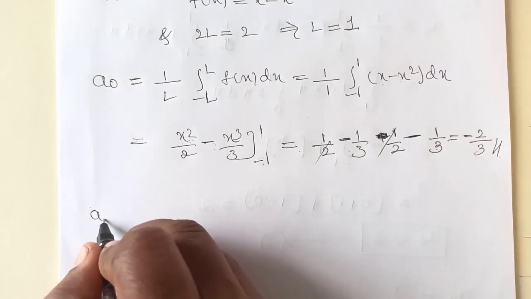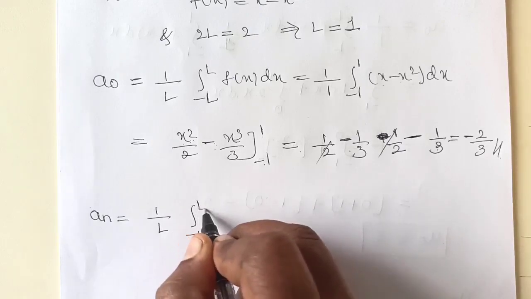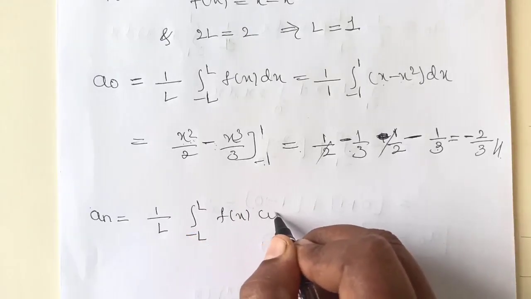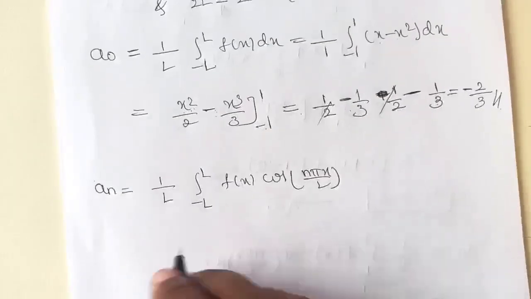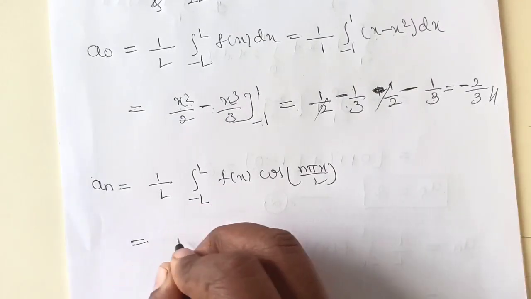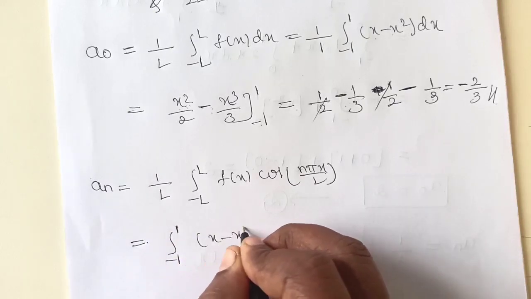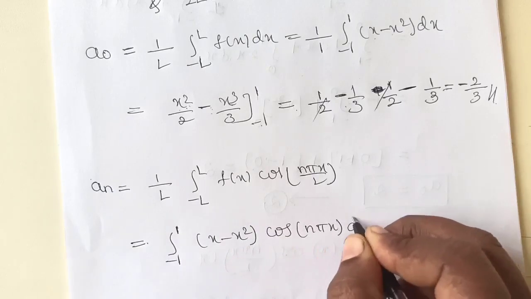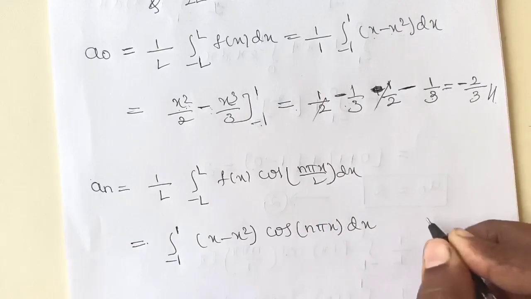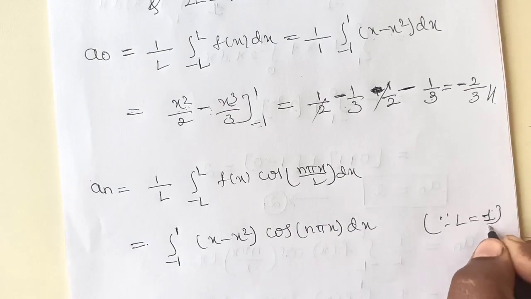Now an value. an is equal to again 1 by L integration minus L to L f of x cos n pi x divided by L, but in this case L is equal to 1, therefore it is equal to integration minus 1 to 1 f of x value is x minus x square cos of n pi x into dx. So here we have dx, because here L value is equal to 1, right?